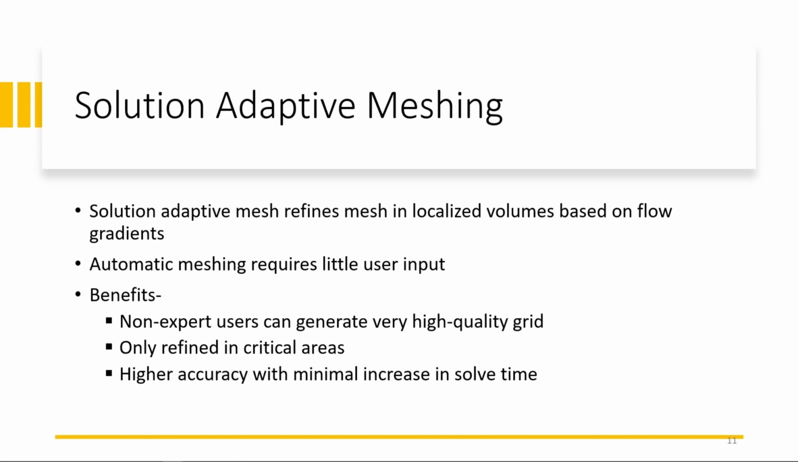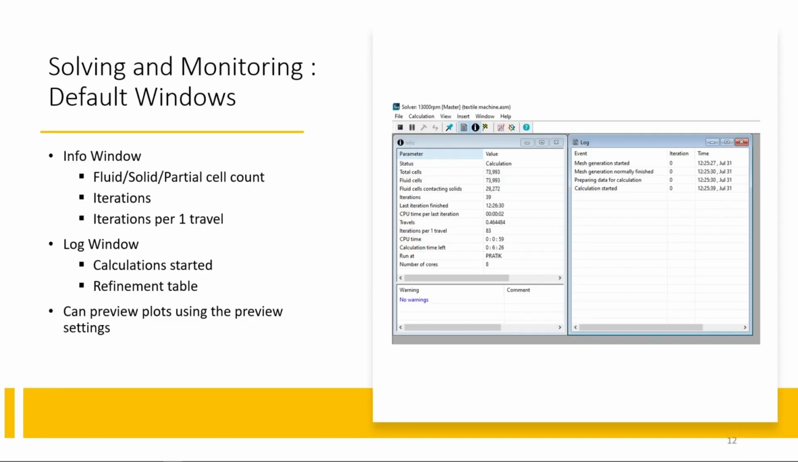Solution adaptive meshing in FloEFD is a great tool when it comes to refining mesh in localized volumes based on the type of flow gradients, because it requires little to no user input. You will be able to generate a high quality mesh even if you're not an expert user. This allows you to refine only in critical areas, which in turn reduces the solve time, and it is going to help you to increase the accuracy of the model.